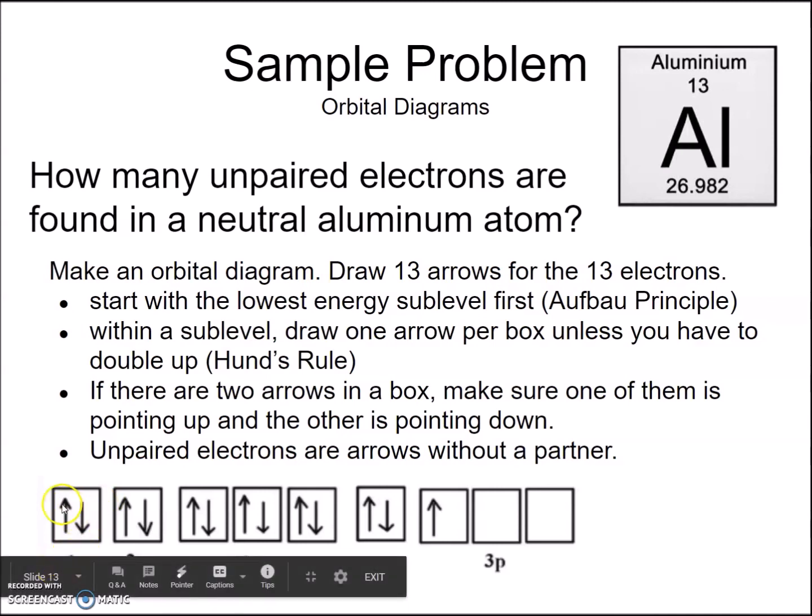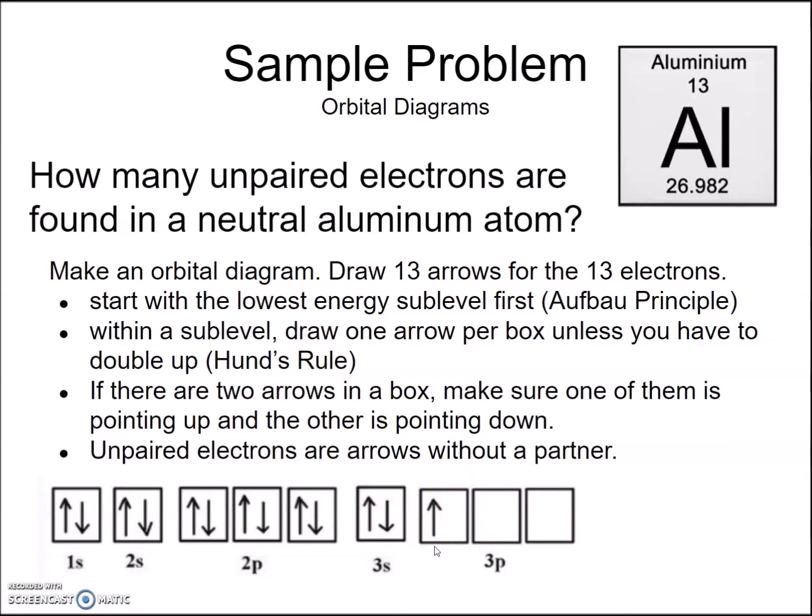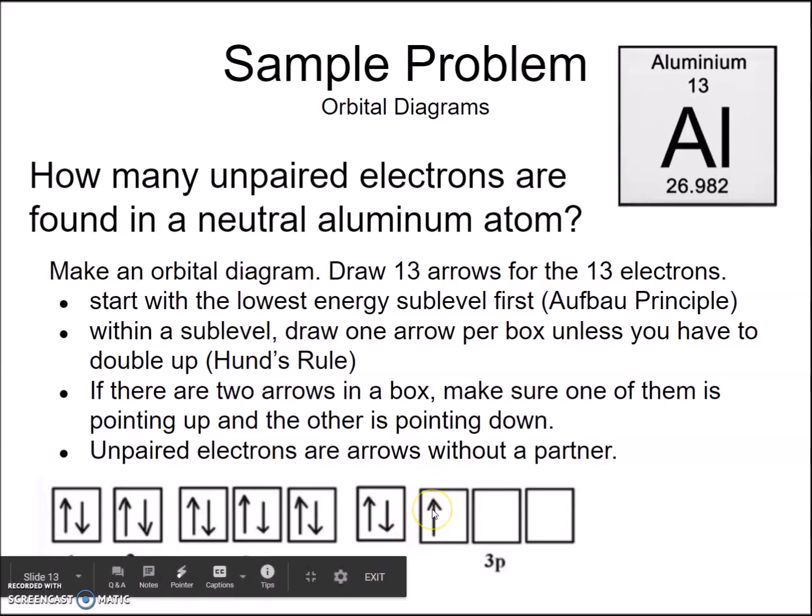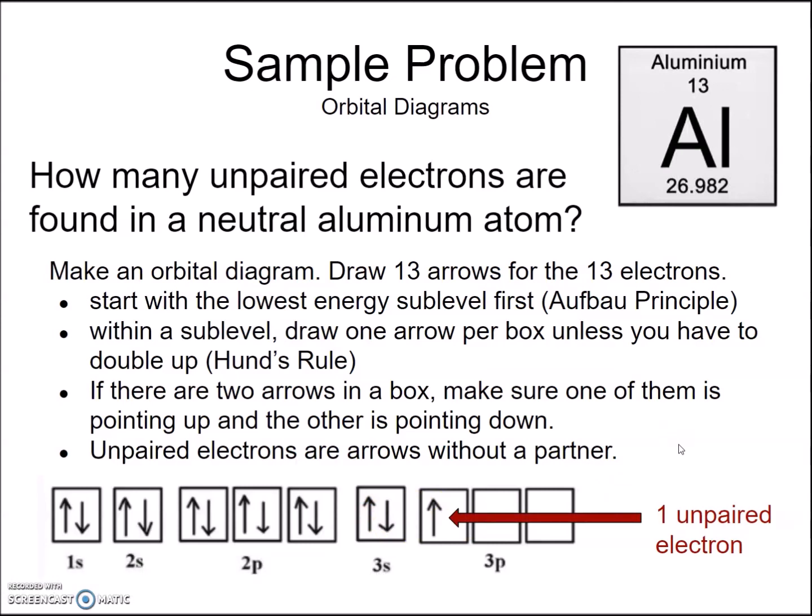In this case, let's draw boxes. We'll draw a box for the 1s sublevel. We'll draw a box for the 2s sublevel. We'll draw 3 boxes for the 2p sublevel, 1 box for the 3s, 3 boxes for the 3p sublevel. And as you're good at electron configurations at this point, we know that the electron configuration ends with 3p1. That means there's 1 arrow in the 3p sublevel. And that 1 arrow that's alone is the unpaired electron. So for neutral aluminum, there is 1 unpaired electron.